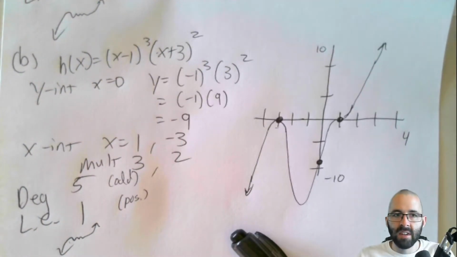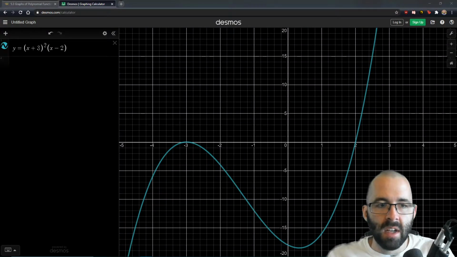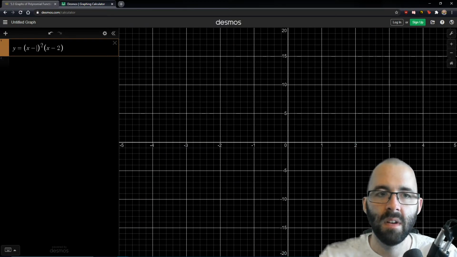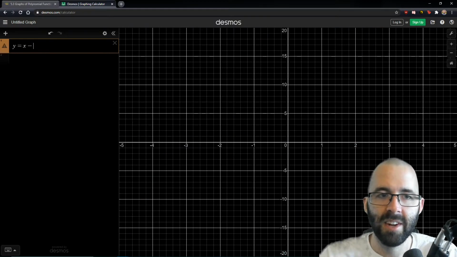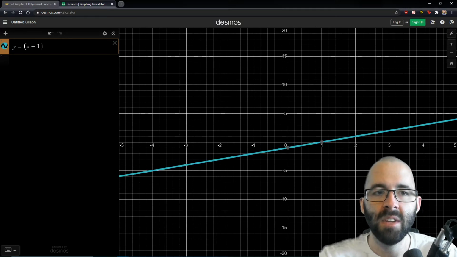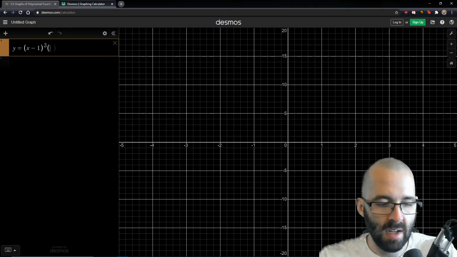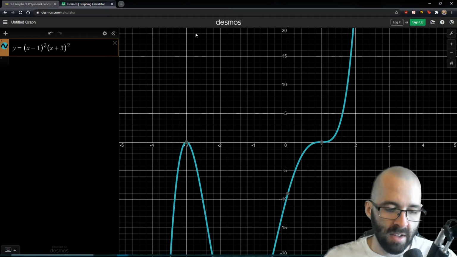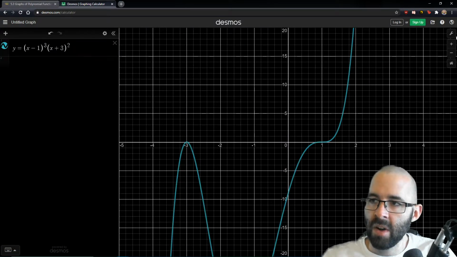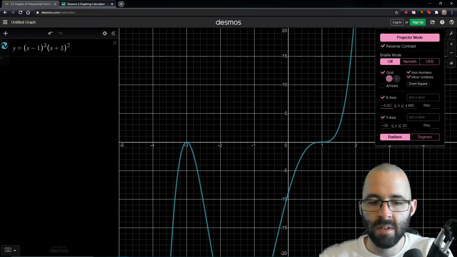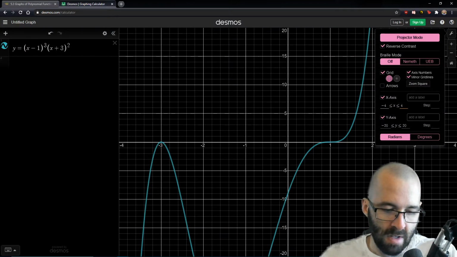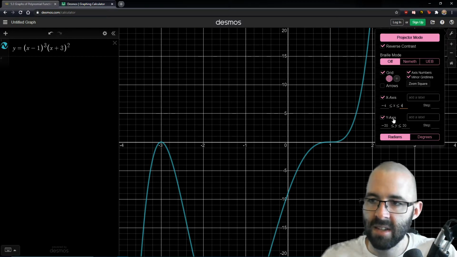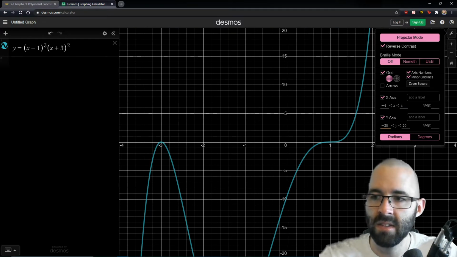Let's check our answer, right? So we're going to have x minus 1 cubed. I should just write this from scratch. x minus 1 cubed times x plus 3 squared. And our scale that we wrote on our paper was -4 to 4. And for y, well, we went below the x-axis. Let's say negative 15 to positive 10.